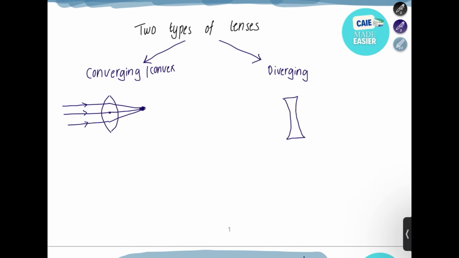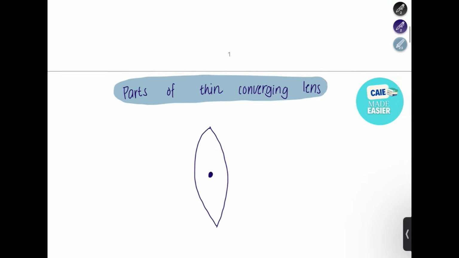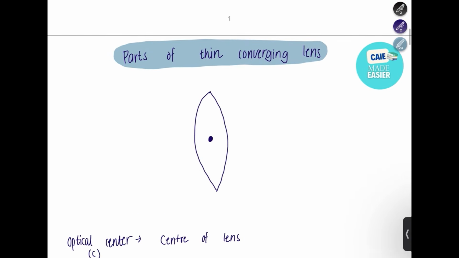On the other hand, a diverging lens is going to diverge your light beams, okay? And they have different purposes in our practical lives, which we'll go through one by one. Now, let's discuss some important features, important parts of a thin converging lens.